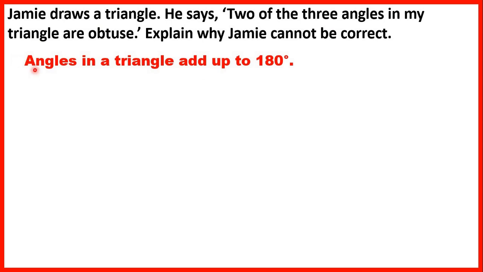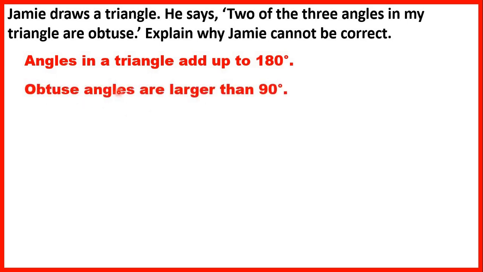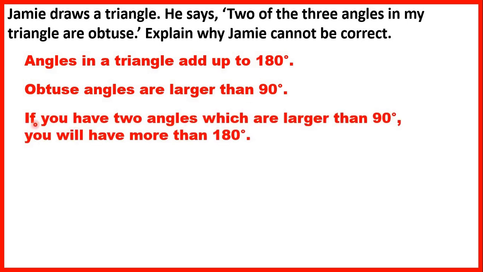So we need to remember that angles in a triangle must add up to 180 degrees. But obtuse angles are larger than 90 degrees. So if you have two angles which are larger than 90 degrees, you will have more than 180. But there can't be more than 180 degrees in a triangle. So a triangle can only have at most one obtuse angle. You can't have a triangle with two obtuse angles because that would add up to more than 180.